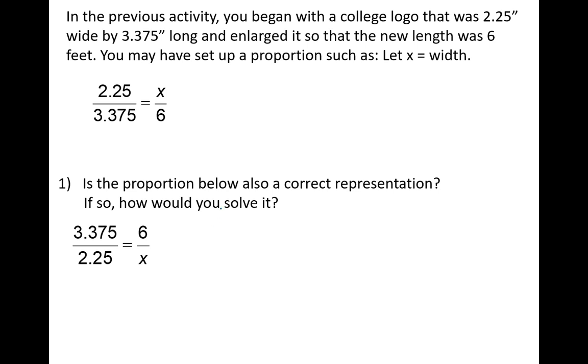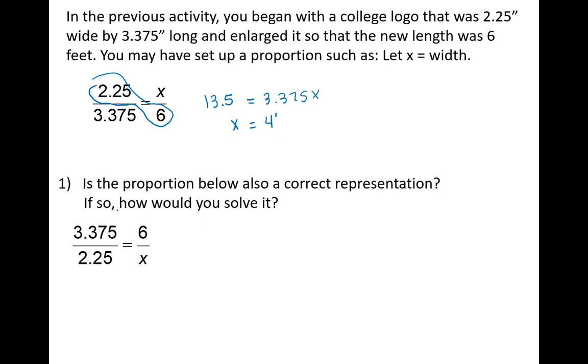Well, let's see. We know how to solve this. Looks slightly different. We do 2.25 times 6. That's 13.5 equals 3.375x. And then we divide 13.5 divided by 3.375. And we got 4 feet. So we just reworked it.